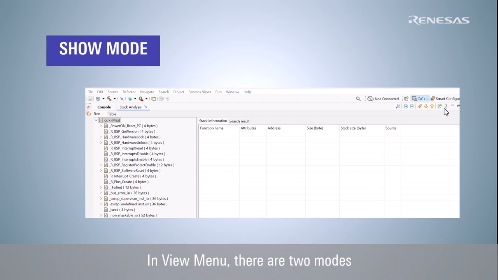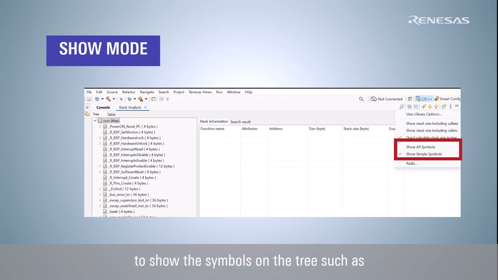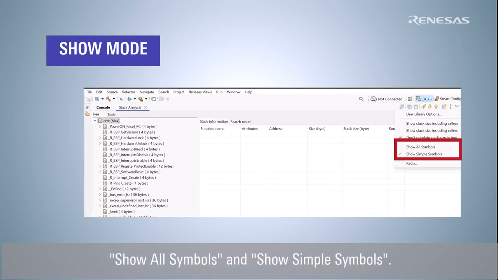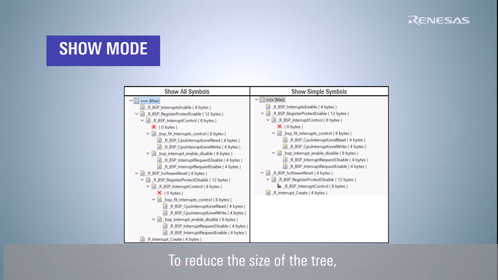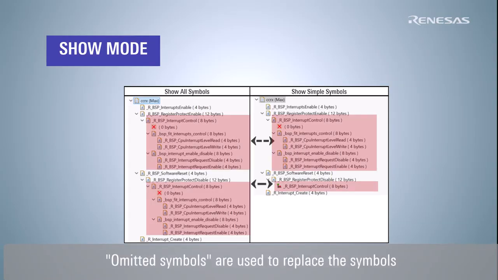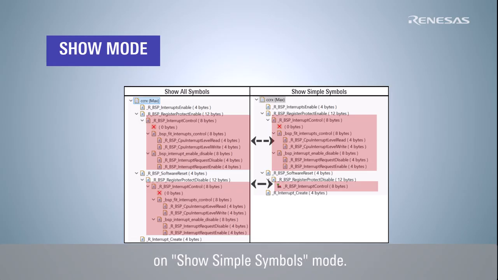In View menu, there are 2 modes to show the symbols on the tree, such as Show All Symbols and Show Simple Symbols. To reduce the size of the tree, omitted symbols are used to replace the symbols with the same name that has been shown earlier on Show Simple Symbols mode.